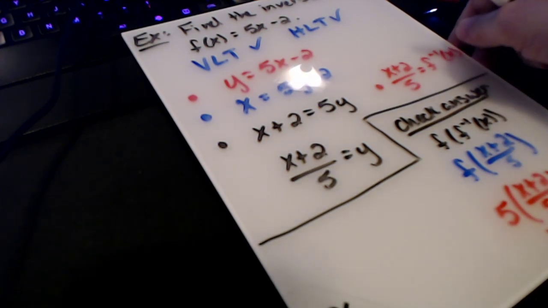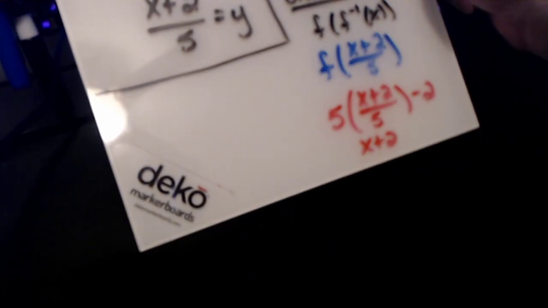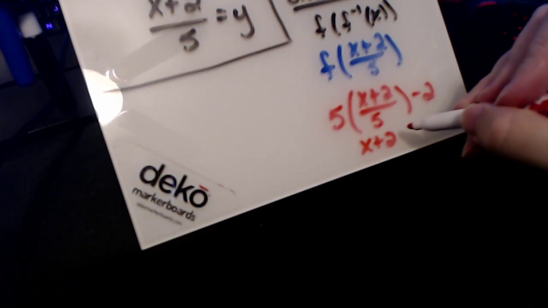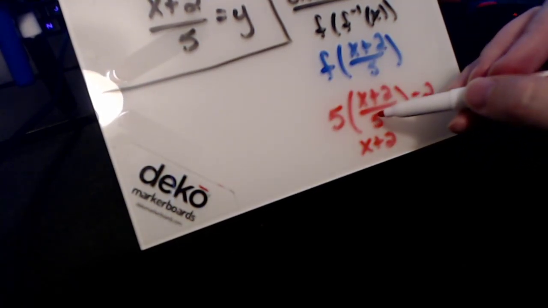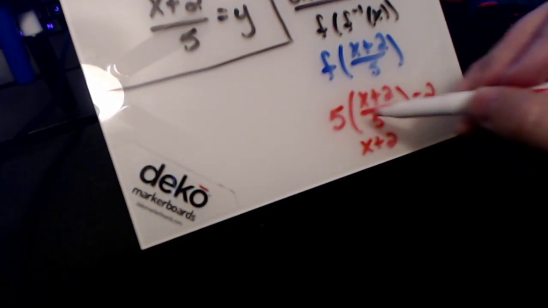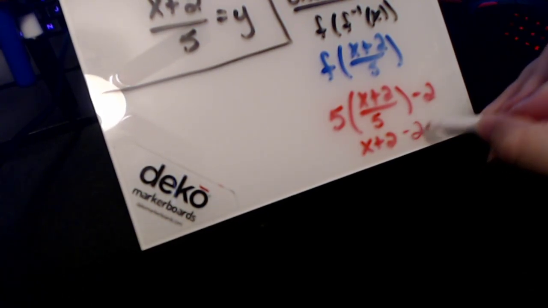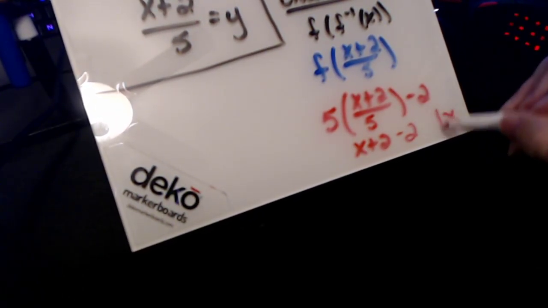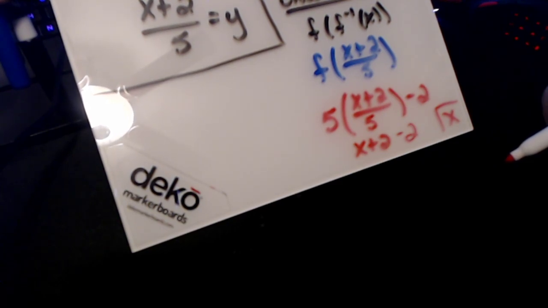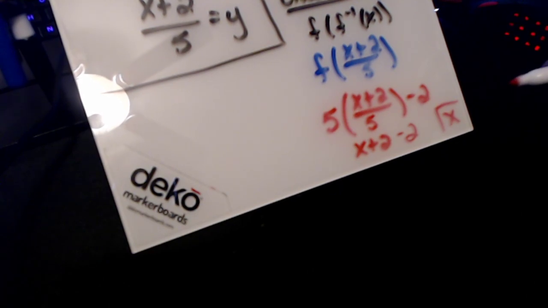Oops, I'm off screen here. You're going to end up with, so these cancel out since you've substituted this into your original function. So the 5s cancel out, and you're left with x plus 2 minus 2, and that just leaves you with x. So everything checked out. As long as everything cancels out and leaves you with x, then you've found the inverse.